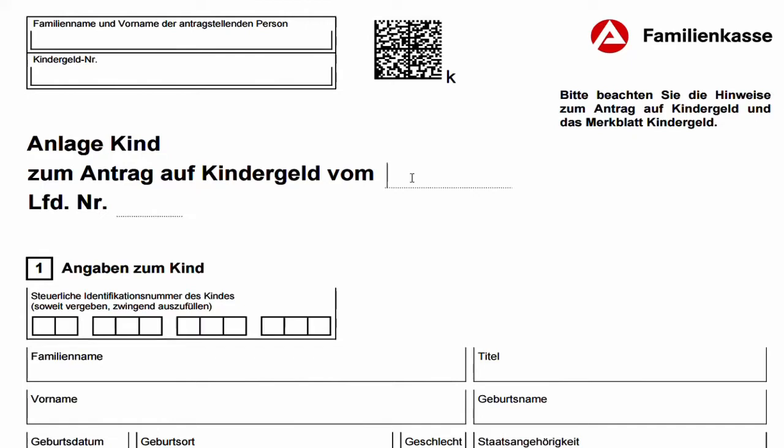If you have more than one child and you fill in this attachment for each of them separately, then you write the number of each child here. For example, for your first child, you write 01. For the second child, in the second attachment, you write 02. And in the third one, for the third child, you write 03. And so on. In part 1, you provide general information about your child.